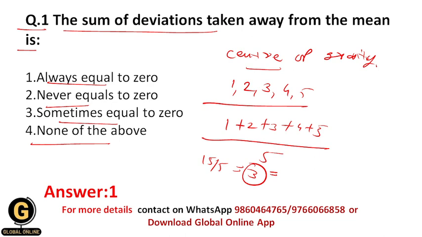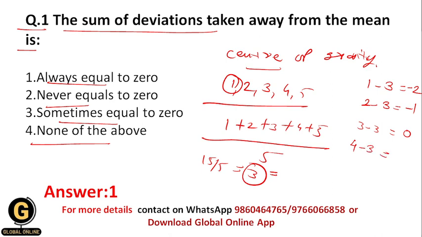So whenever you need to take the deviations from the mean, you need to subtract the mean value from each data point. For example, there is 1, then you will do 1 minus 3, and you get minus 2. Then 2 minus 3, you get minus 1. 3 minus 3 will be 0, then 4 minus 3 will be 1, then 5 minus 3 will be 2.